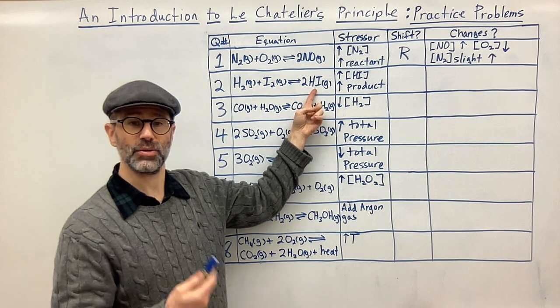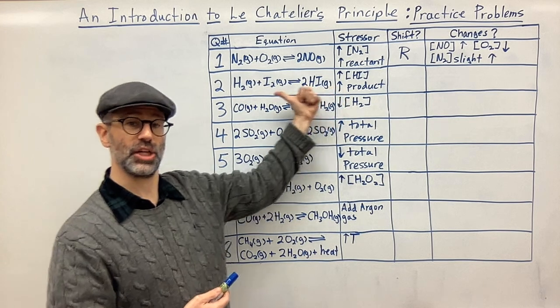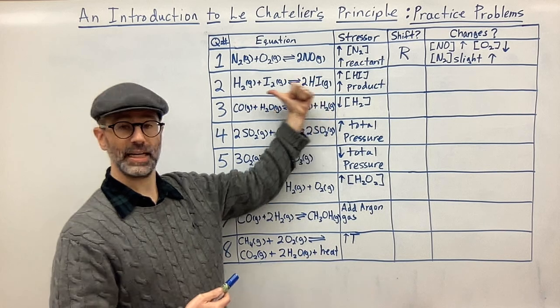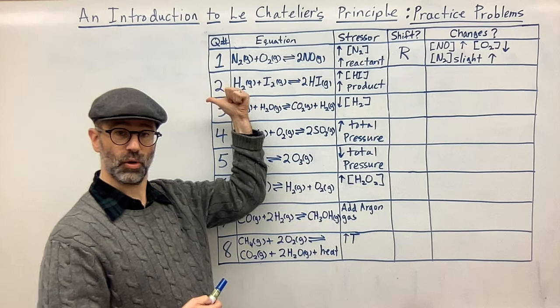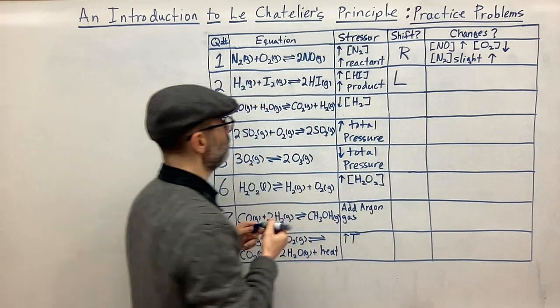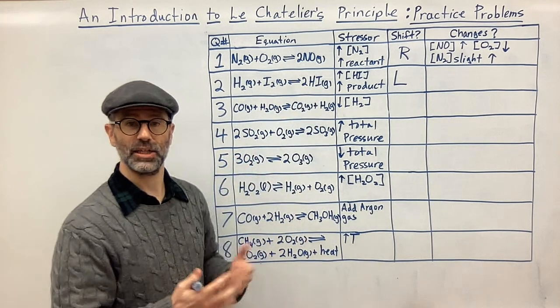So how is the reaction going to decrease the amount? Well, it's got to shift this way. It's got to get rid of product and increase reactant, right? So it's going to shift towards the left. So it's going to shift left in order to get rid of the HI that I put in there, that I increased.